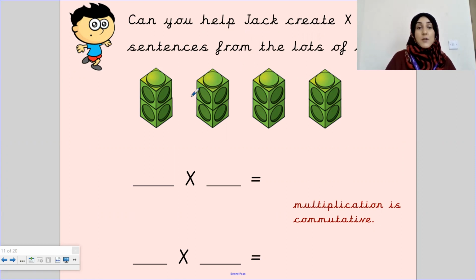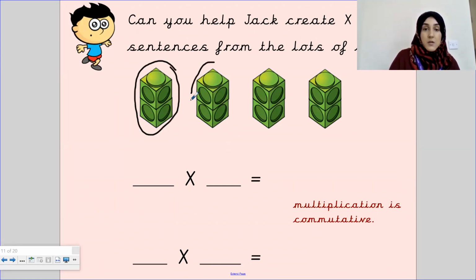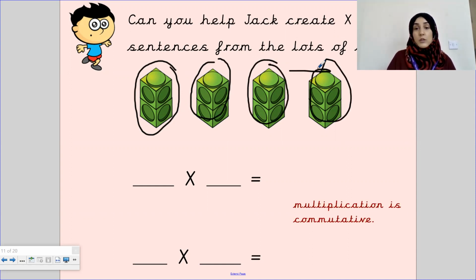So let's count how many groups we have. We have 1 lot. Let's try that again. We have 1 lot here. We have a 2nd lot here. We have a 3rd lot here. And we have a 4th lot here. So we have 4 lots of how many cubes do we have in each lot? Show me your fingers. Well done.